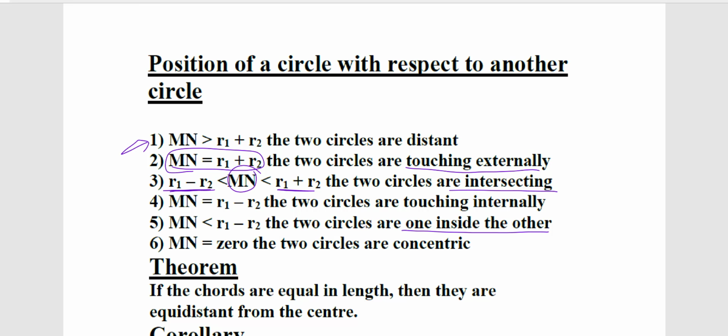The last position is when the distance between the two centers equals 0. It means the two circles have a common center. This form is called concentric circles. As we show here, the two circles with a common center, M is the same as N, or the two points are the same. Then the smaller circle is inside the big circle, and each of them has a common center. These are concentric circles.